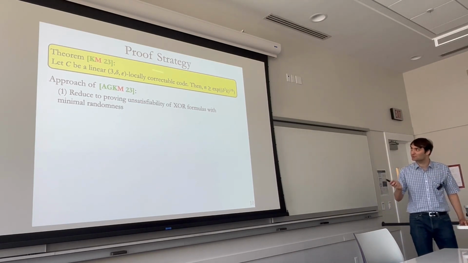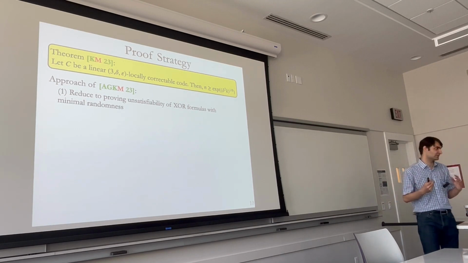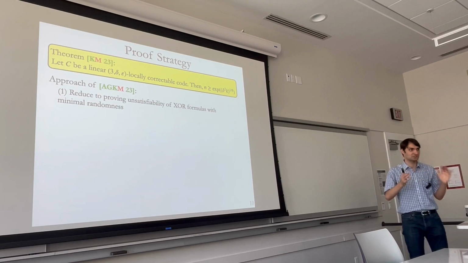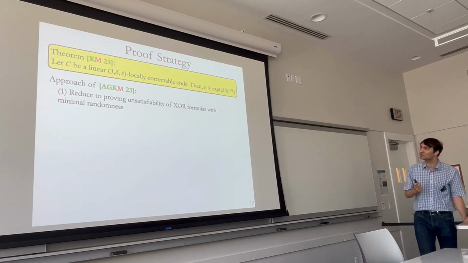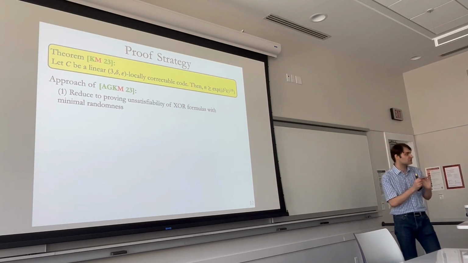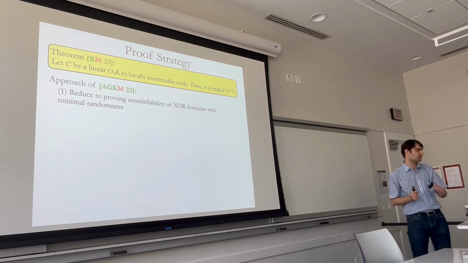What you should view these formulas as doing is the following. I'm going to pick a decoding algorithm. I can just kind of choose one arbitrarily. And then what I'm going to do is prove that for that decoding algorithm, there is no way to encode the message such that the decoder succeeds.